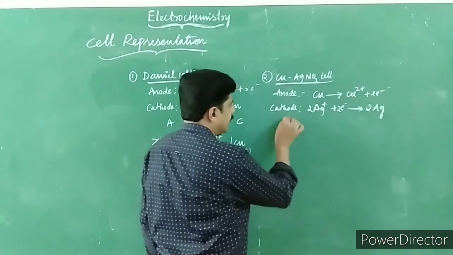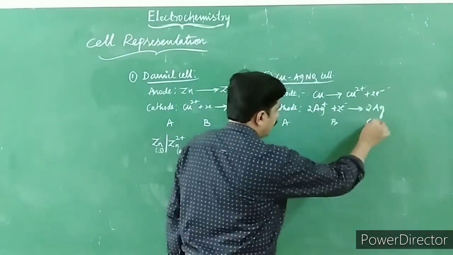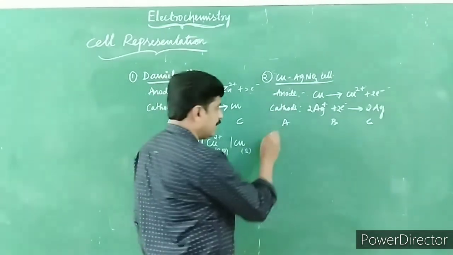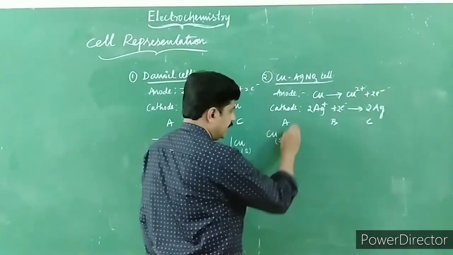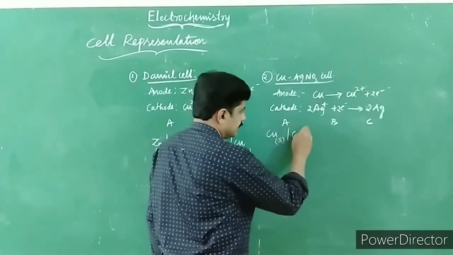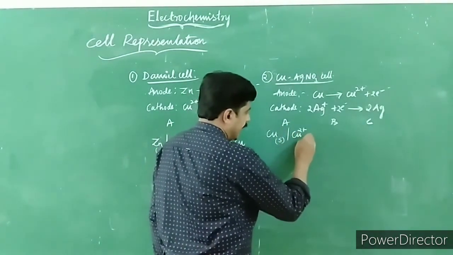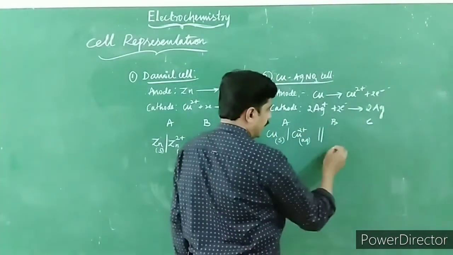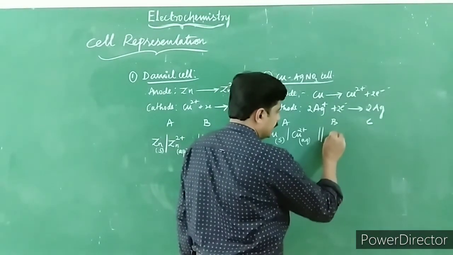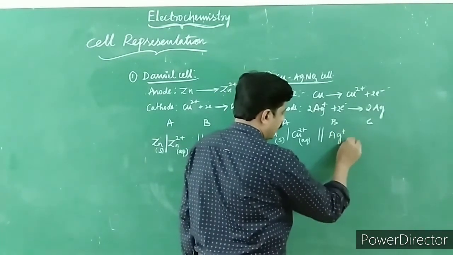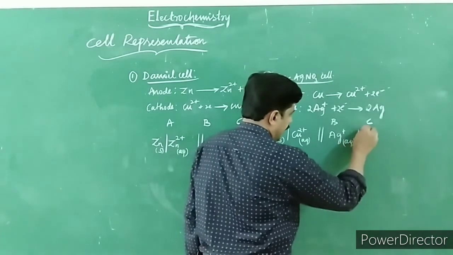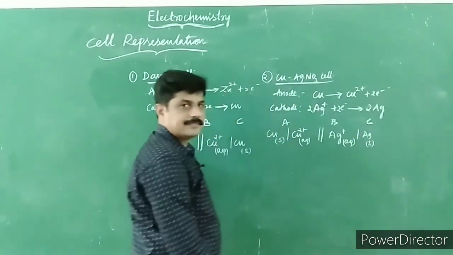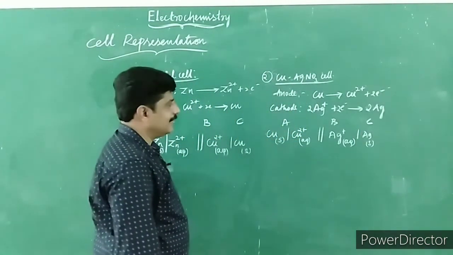Look at here. First I need to write anode followed by cathode. Is it not? And on the anode side, first I need to write the metal in solid phase and a single bar, and then metallic ions in aqueous medium, and a double bar for the salt bridge, and then the cathode reaction. How do I write that? First I need to write ions in aqueous medium and a bar, and then metal in solid phase. Hope you're getting that. Is it not?